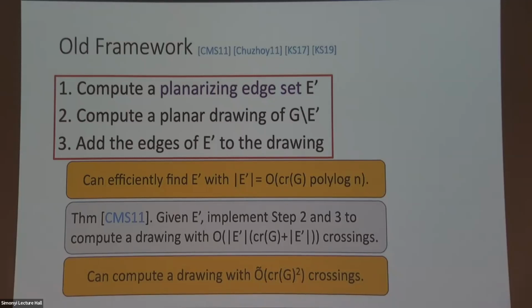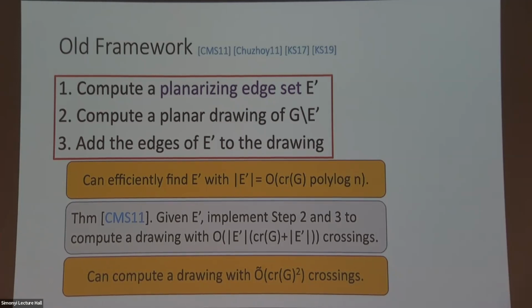All these are previous results. Recall that we do have an n plus CRG crossing algorithm, and combined with this CRG squared, this is what gives the square root of n approximation. When CRG is larger than square root of n, n plus CRG is better than square root of n. If CRG is lower than square root of n, then CRG squared is better than square root of n. This is how they get the square root of n approximation.